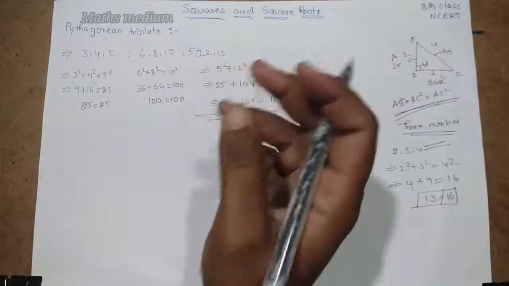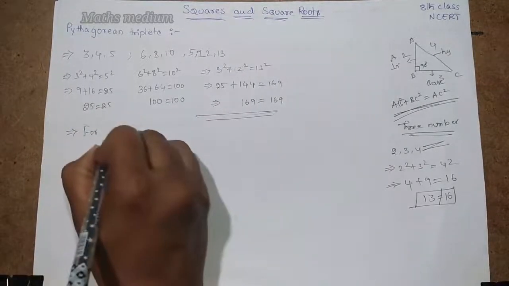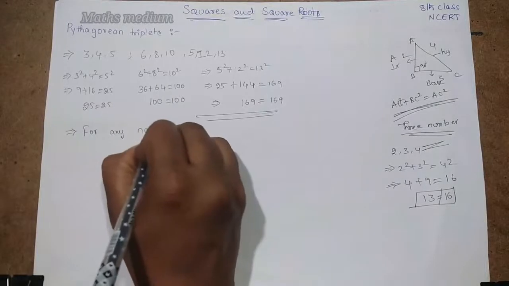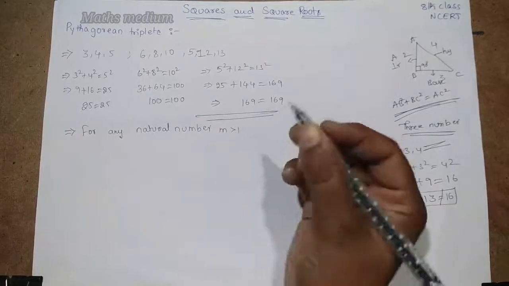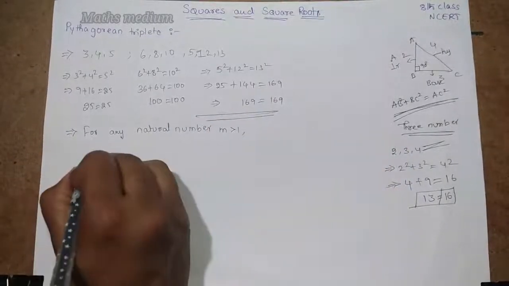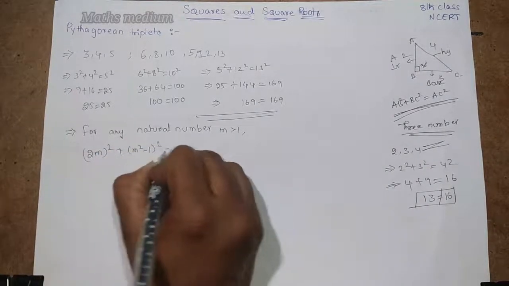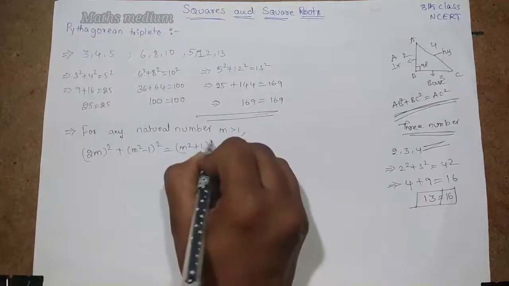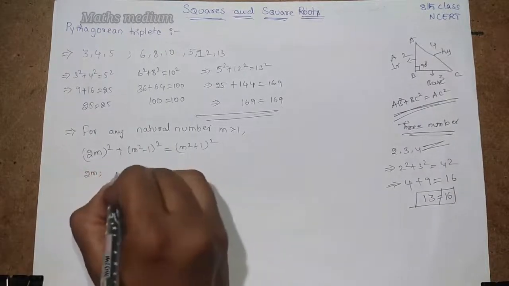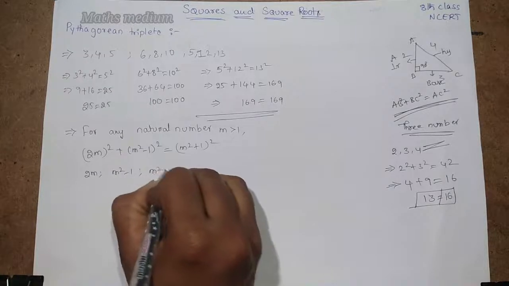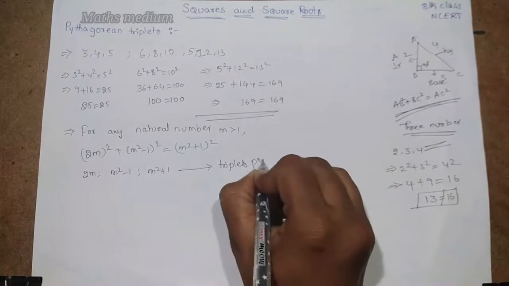We can find any Pythagorean triplets based on one formula, that is for any natural number m greater than 1. We have the formula (2m) whole square plus (m square minus 1) whole square is equal to (m square plus 1) whole square. Here 2m, m square minus 1, m square plus 1. These are the Pythagorean triplets.